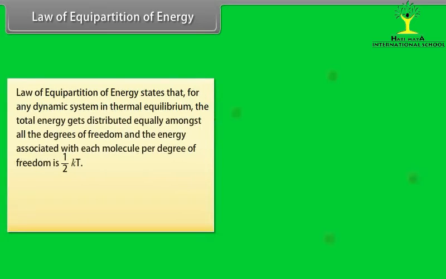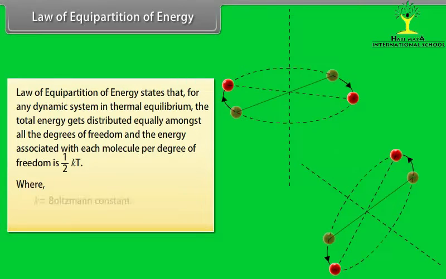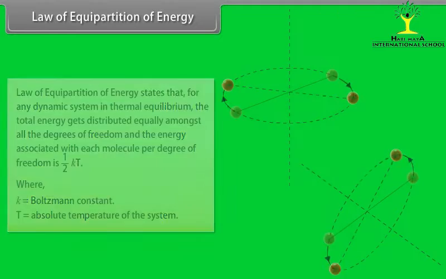Law of Equipartition of Energy. The law of equipartition of energy states that for any dynamic system in thermal equilibrium, the total energy gets distributed equally amongst all the degrees of freedom, and the energy associated with each molecule per degree of freedom is 1/2 kT, where k is Boltzmann's constant and T is the absolute temperature of the system.